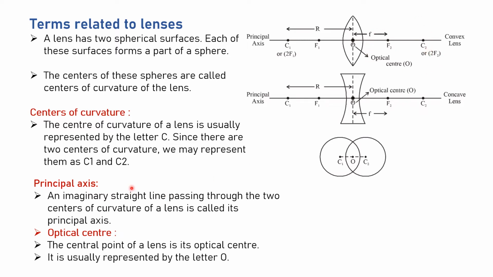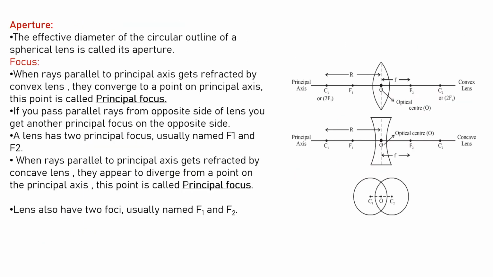Now we are done with the centers of curvature. C1 and C2 are the two different centers of curvature. The distance from O to C1 is the radius of the first sphere, and O to C2 is the radius of the second sphere. The principal axis is the straight line joining C1 and C2, and it passes through the optical center also. This line is the principal axis. O we have already discussed. This is the optical center. The center point of the lens is the optical center, represented by the capital letter O.